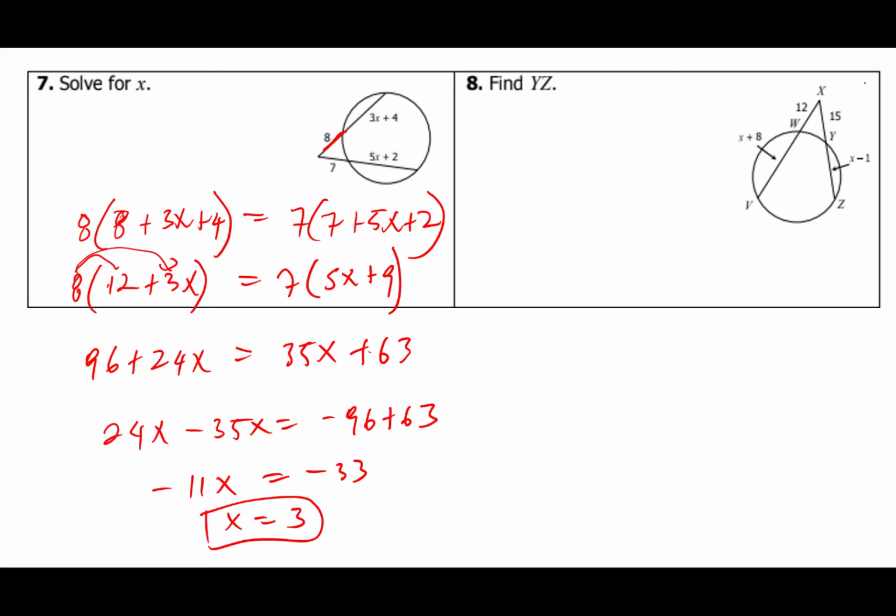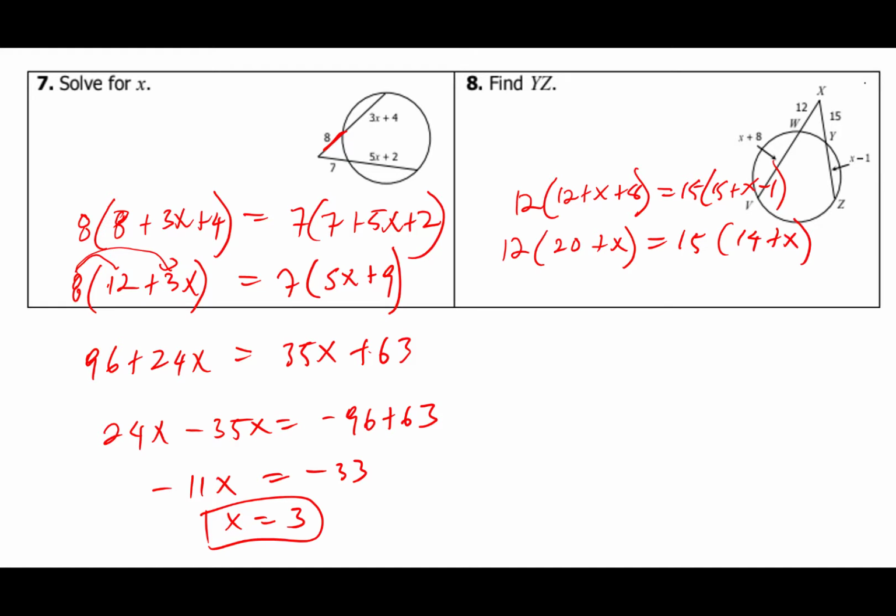For this one, we have the outer again. So that's going to be 12 times the sum of the outer and the inner. So that's going to be 12 times (x plus 8), equal to 15 times (x minus 1), the outer and the inner. So working this out, 12 plus 8, that's 20. So that's going to be 12 times (20 plus x), equal to 15 times (14 plus x). Working that being the case, expanding this now, I'm going to get 240 plus 12x equal to 15x.